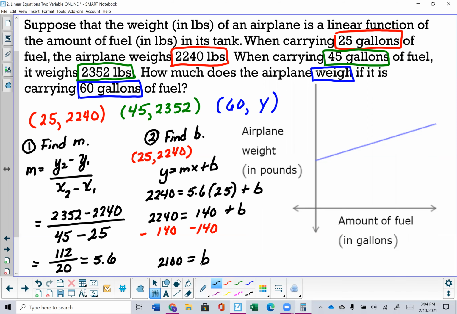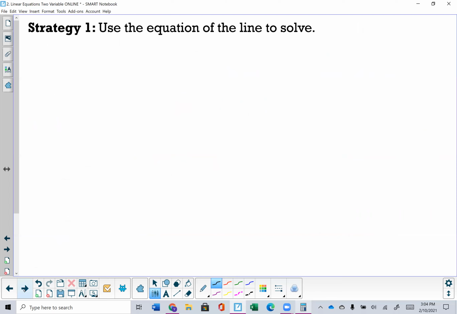Okay. Now, our third step when we're writing the equation is to then write the general equation using slope-intercept form. y equals 5.6x plus, and then our y-intercept is 2100, right? That's our general equation.